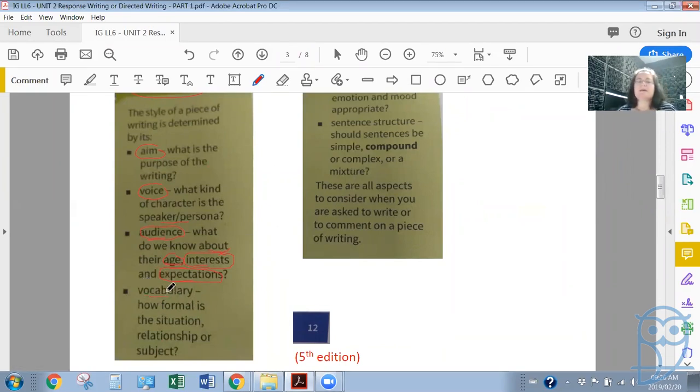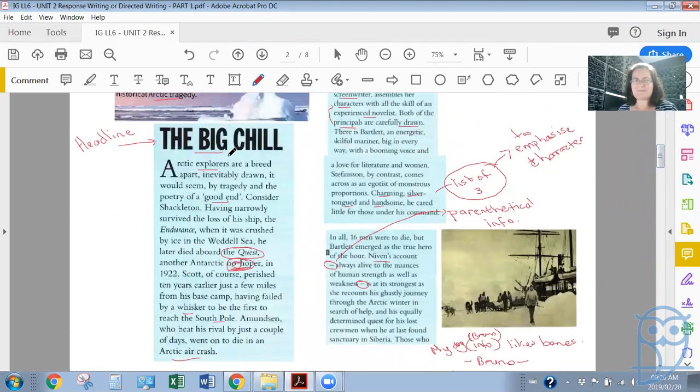So I'm sorry. How formal is the situation, relationship, or subject? Okay, so this is a formal situation, I would argue. Because it is reaching out to the public, but in particular, professional-minded public, educated public. So it has to come across as more formal, even though it's playful. It is quite playful in the way that it's designed. I mean, it's quite an interesting opening, that sentence: Arctic explorers are a breed apart, inevitably drawn, it would seem, by tragedy and the poetry of a good end, okay? Whether that good ending actually happens or not, well, it doesn't look like it does for these poor explorers.